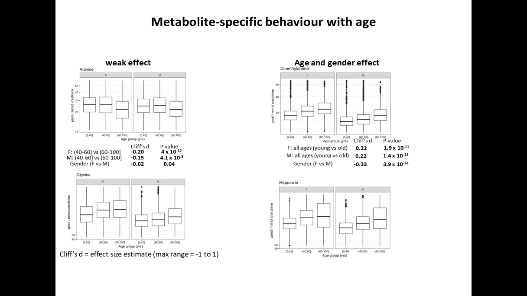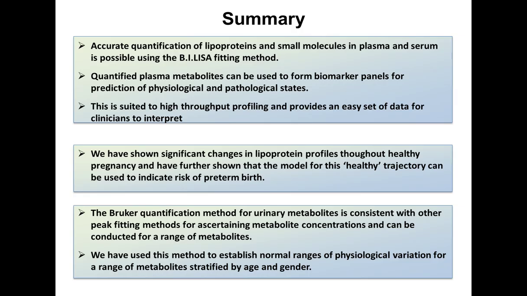So alanine, there's only a weak effect with age and gender, whereas for other metabolites like dimethylamine, you see both an age and a gender effect. What we've done is to comprehensively classify distributions of metabolites over age, and we're using these now for our pathology studies, so we now know what physiological variance looks like, and we can translate this into our disease-based studies.